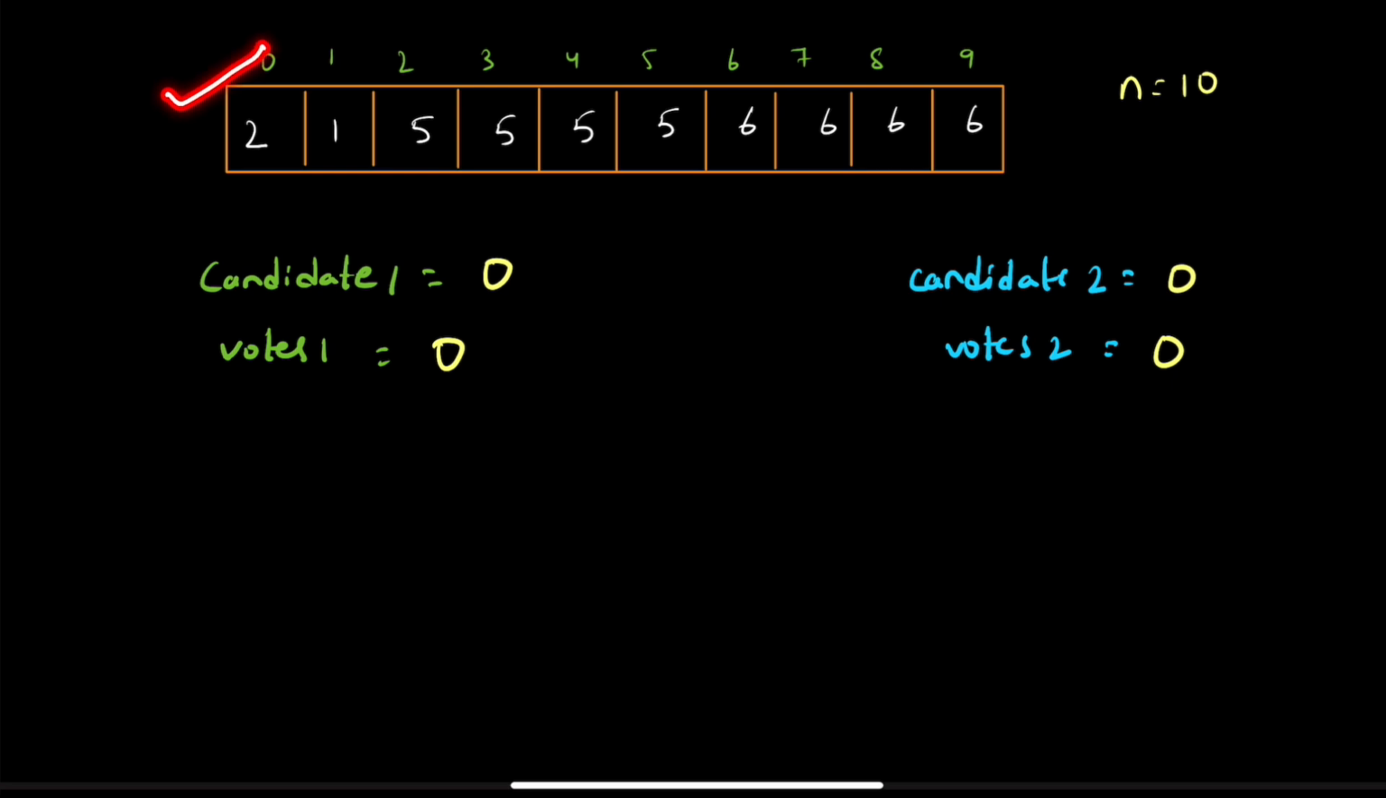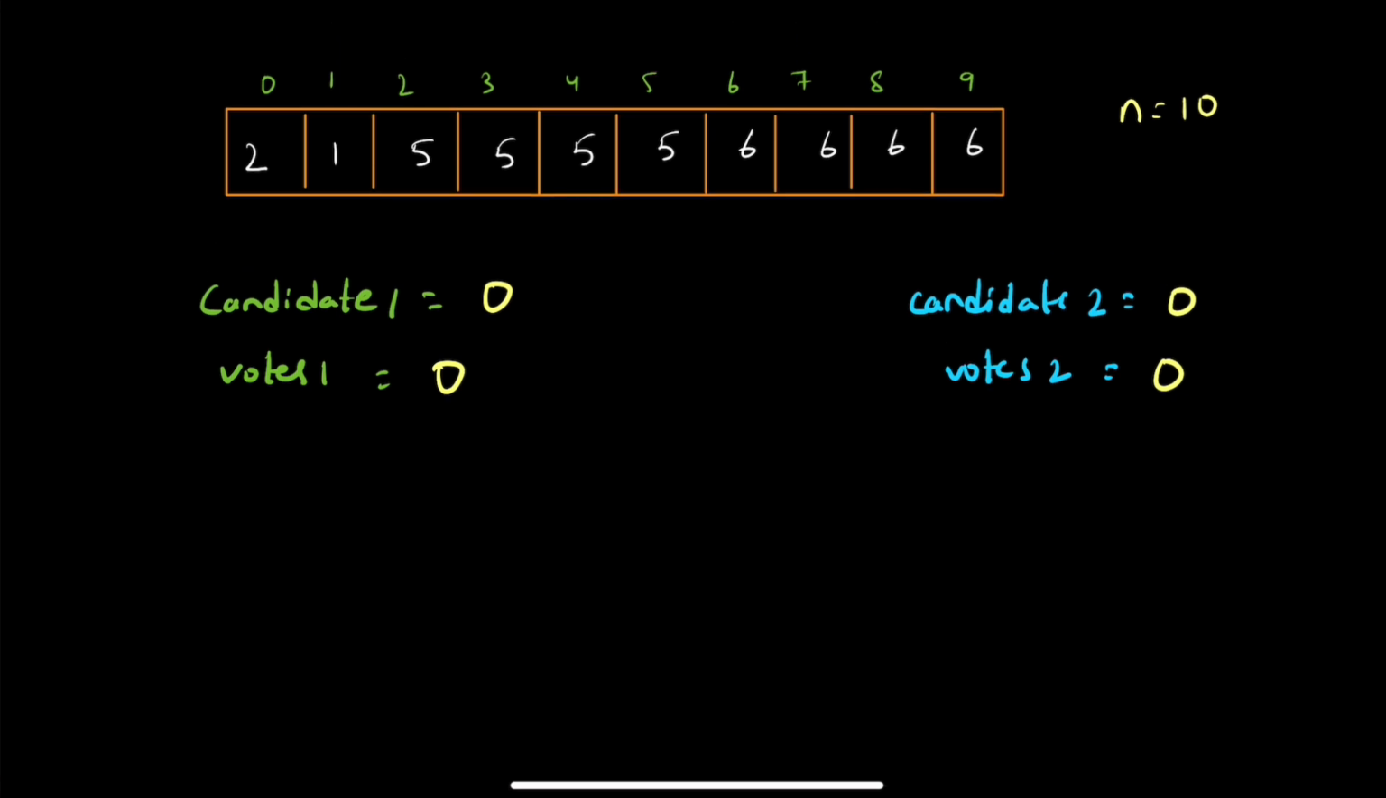So I have taken example 1 and created four variables as discussed to keep the track of two potential candidates, right? Now we'll start with index 0. The candidate at index 0 is 2. So we'll check whether the vote 1 is 0. Yeah, the vote 1 is 0. Now what does it signify? When the vote 1 is 0, that means there is no potential candidate yet. Okay, so we'll consider 2 as a potential candidate for now. So the vote will become 1 and the candidate is 2.